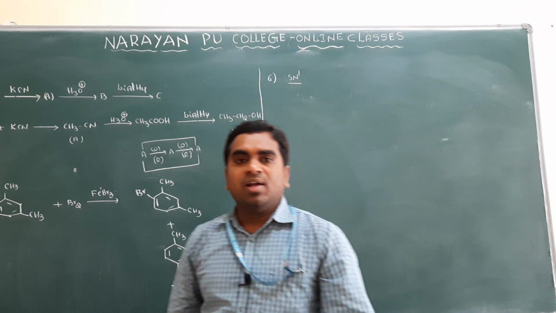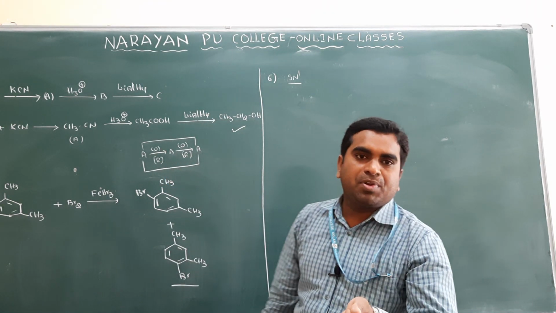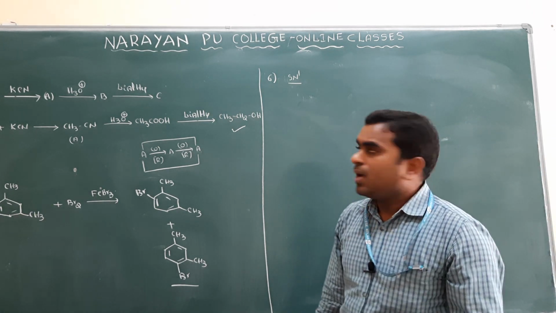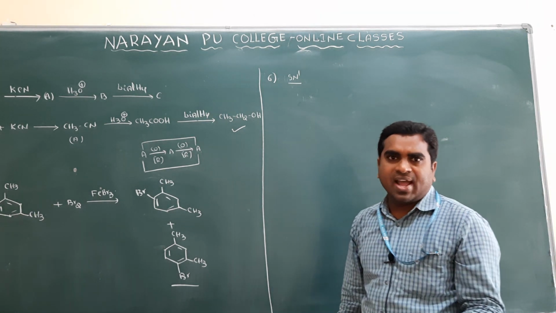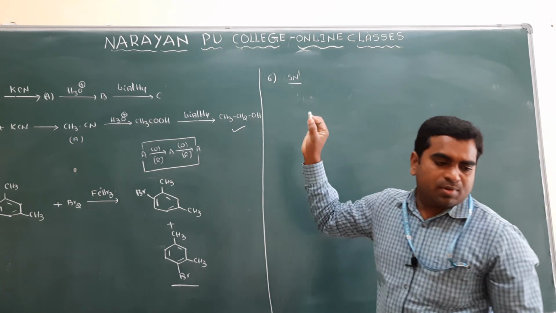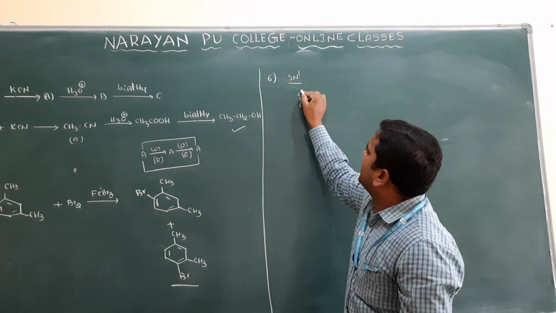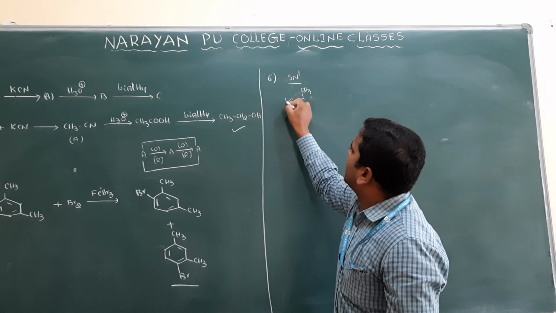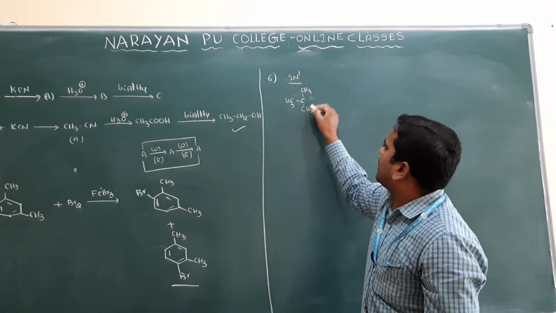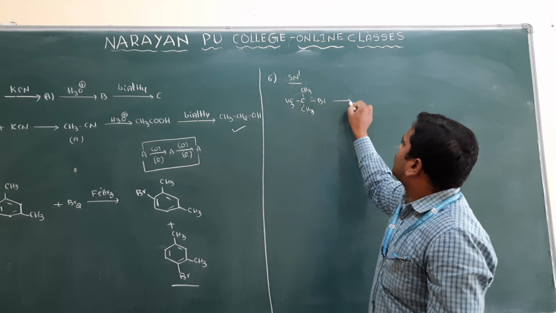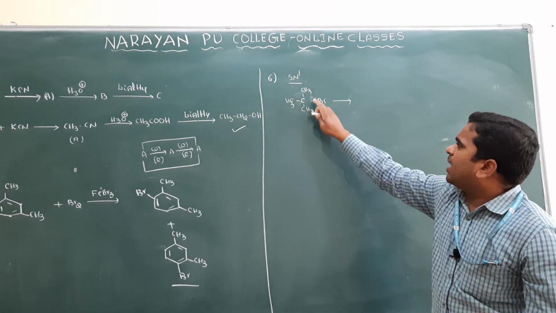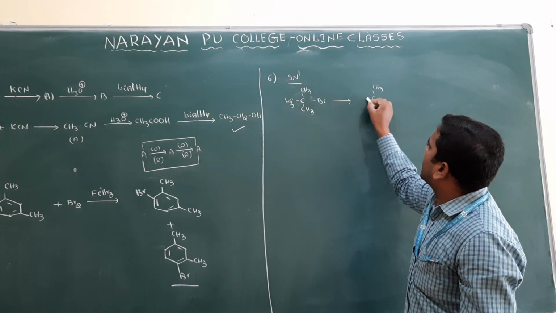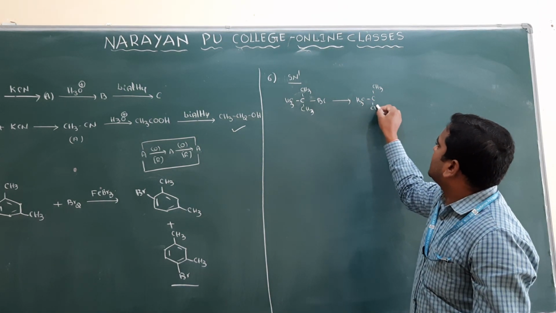Racemic mixture means what? You know, 50% of retention and 50% of inversion product you will get, and that we will call a racemic mixture. But what happened here in the SN1 reaction? Suppose I will take a simple SN1 reaction, suppose CH3, CH3, CH3 I have taken. Clear? So now bromine will be there. So what happened here at the first step? Bromine will be removed. Bromine will be removed means there will be some transition state. What is that transition state here?